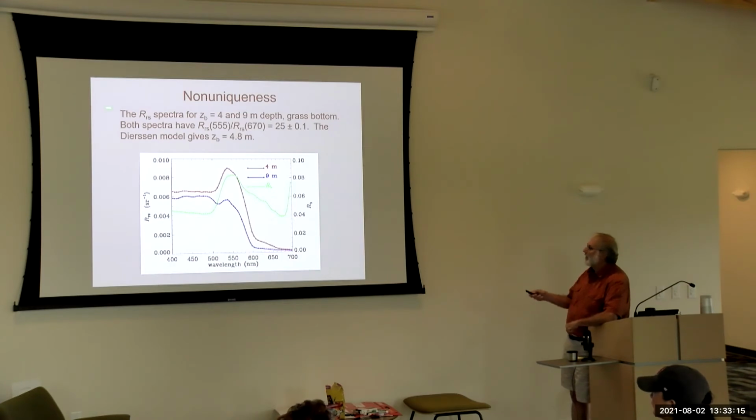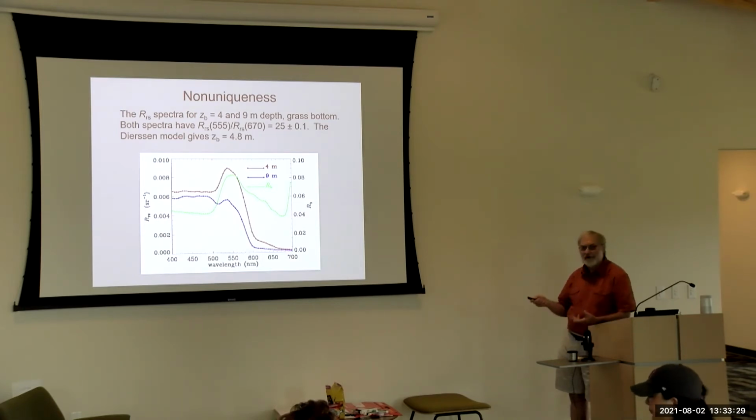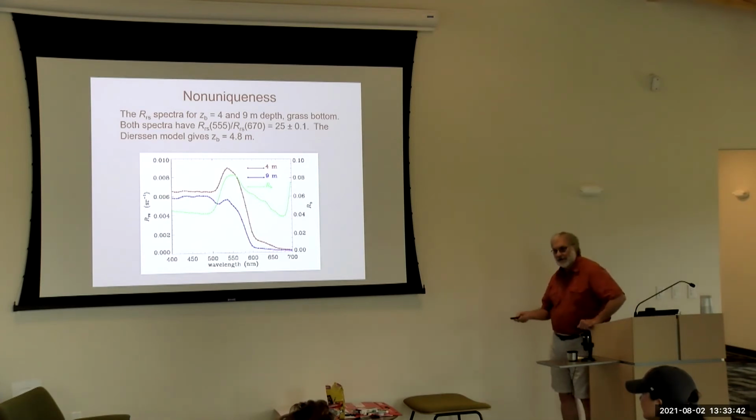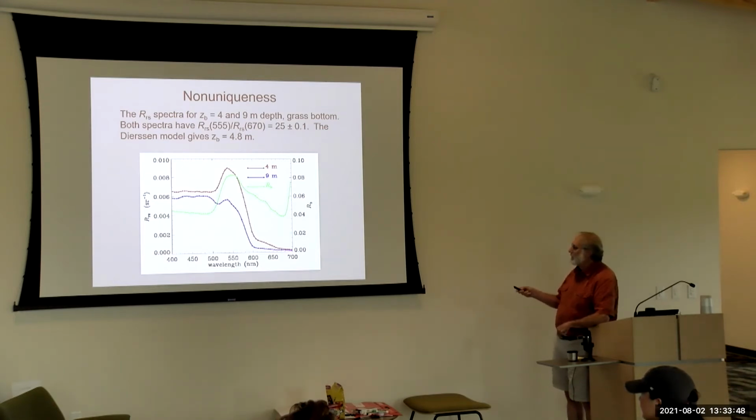Okay, when I actually plot these spectra now, so here's the IOP set for the bottom at 4 meters in red and the bottom at 9 meters in blue. You look at those two spectra and say, well, those aren't anything alike, but both of those have a band ratio of 550 to 670 of 25. So for the band ratio, the red spectrum and the blue one look the same, even though they're clearly different spectra. And then the green curve is the bottom reflectance that I used in HydroLight generating those two spectra.